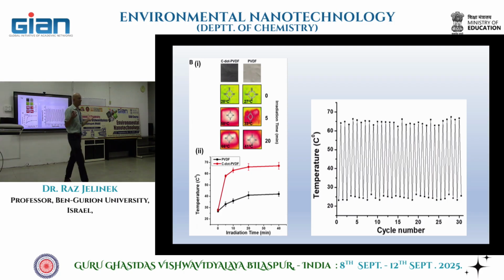Now, with a face mask, you want to wear it for several hours. It's not only one time. So what you can see here is that we can actually cycle it. Many, many cycles, 30 cycles. We shine light, the temperature goes up. We turn off the light, goes down. Up, down, up, down. We can do hundreds of cycles. The face mask will be good.